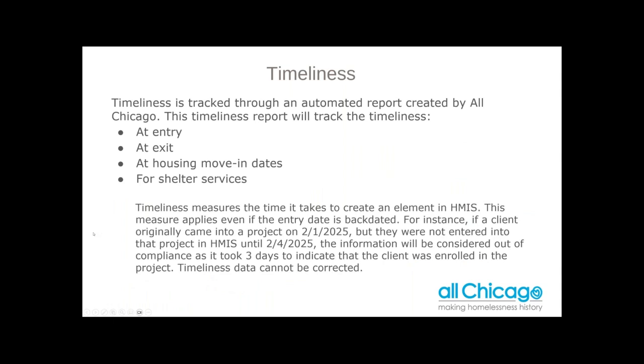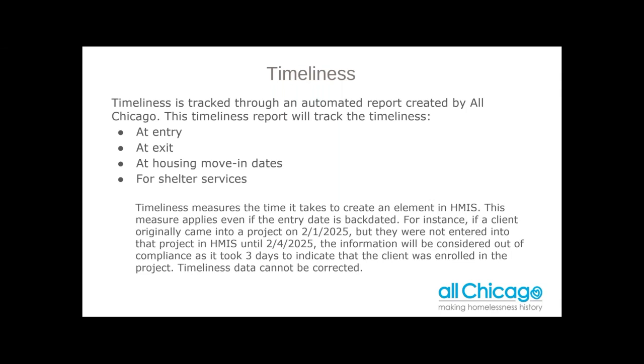Okay, timeliness. Timeliness is tracked through an automated report created by All Chicago. This timeliness report will track the timeliness at entry, at exit, at housing moving date, and for shelter services. The timeliness report measures the time it takes to create an element in HMIS. This measure applies even if the entry date is backdated.